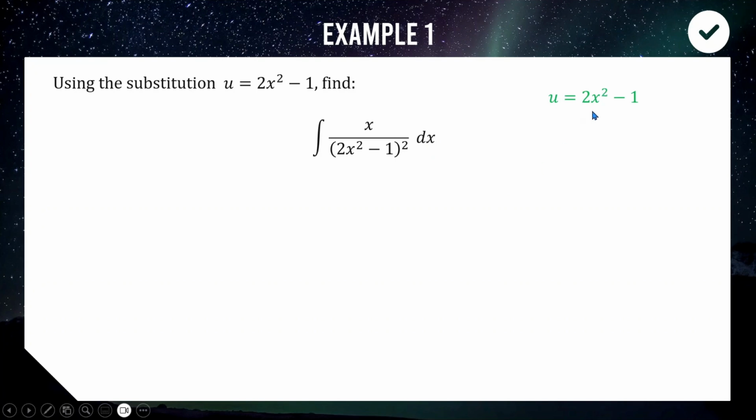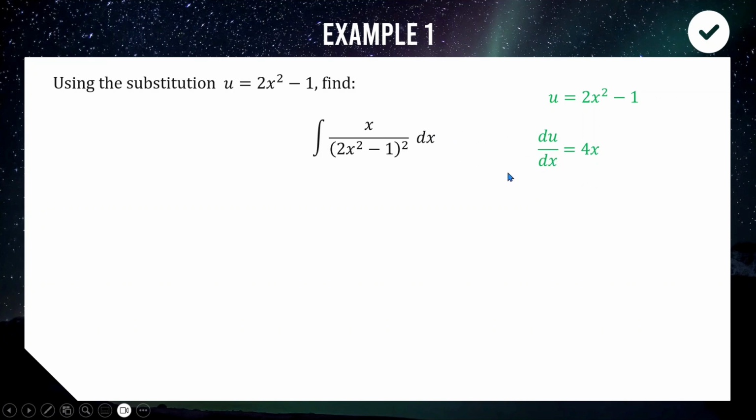And now if we take the derivative of u with respect to x, which is du on dx, differentiating this, we get 2 times 2x, which is 4x, and the 1 differentiates to 0. So here is our substitution differentiated. Now our goal is to rearrange this into an expression for dx that we can sub into our integral.